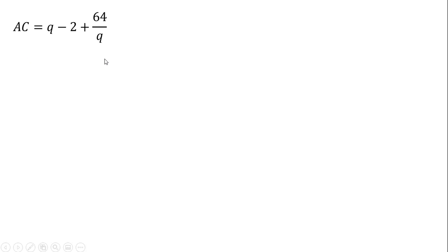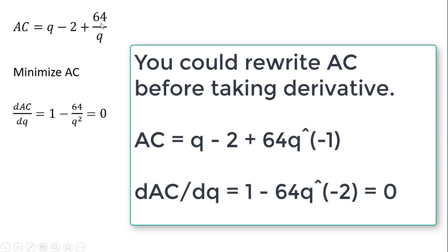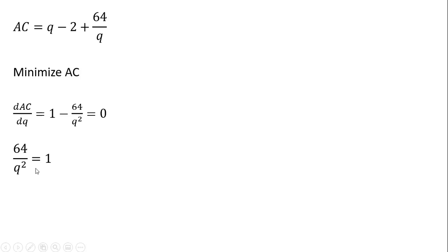And now we want to find where average cost is minimized. So we're going to minimize average cost. We're going to take the derivative of the average cost equation. So the derivative of Q is 1, the derivative of minus 2 is 0, and lastly the derivative of 64 divided by Q, using the quotient rule, is minus 64 divided by Q squared. And because we're minimizing, we're going to set this result equal to 0, and we're going to solve for Q.